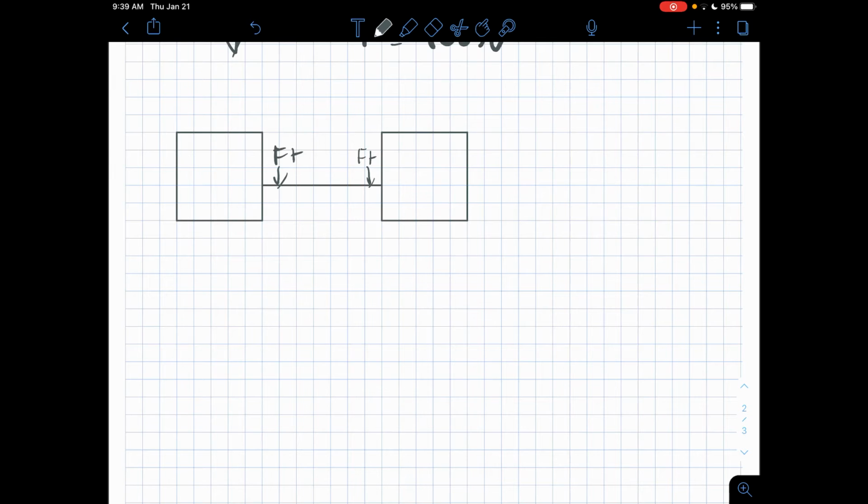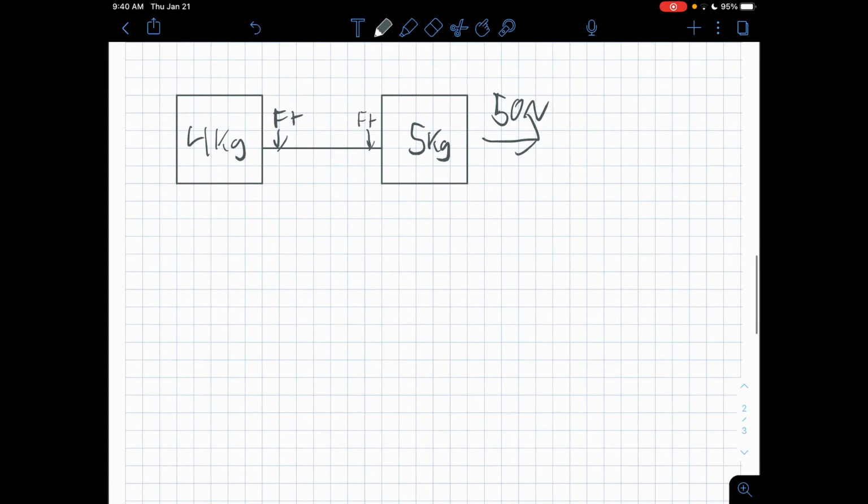So let's say the first box has a mass of 4 kilograms right here. And the second one has a mass of 5 kilograms. And there is a force of 50 newtons pulling it to the right. So I want you to calculate the force of tension on both of the boxes. So you want to simply just draw a free body diagram first, just to help you understand what's going on for each of the boxes.